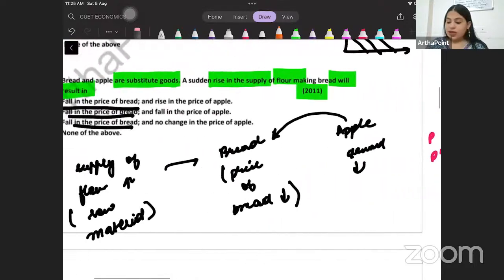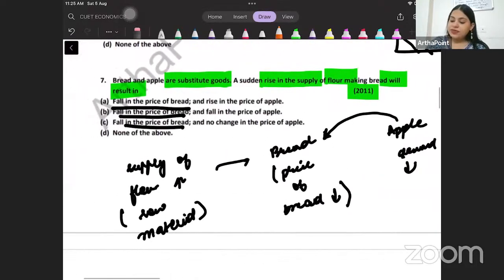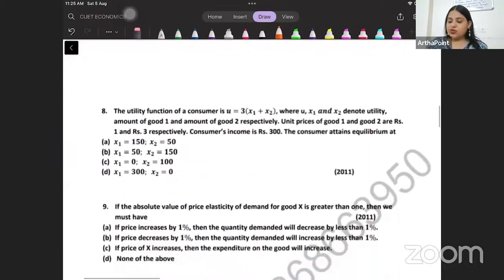So ultimately we can go ahead and say that there is going to be a fall in the price of bread. People will move towards bread. The demand of apple will decrease. Only in the long run, when the demand decreases, then slowly to adjust the market, the price of apple will fall. Okay. Come to the next question.